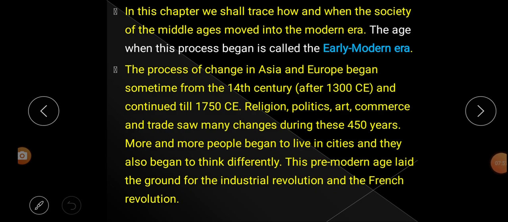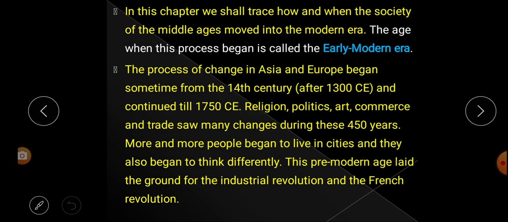Next paragraph. In this chapter we shall trace how and when the society of the Middle Ages moved into the modern era. Listen carefully. In this chapter we will trace how and when the society of the Middle Age moved into the modern era. That means in this chapter we are going to discuss how the society of the Middle Age moved to the modern era.